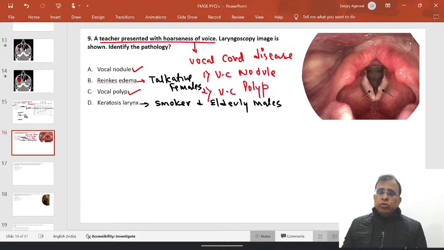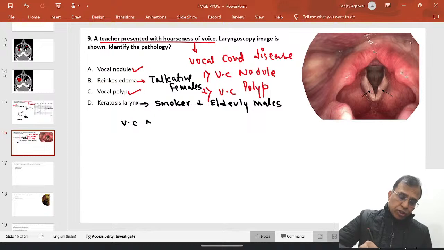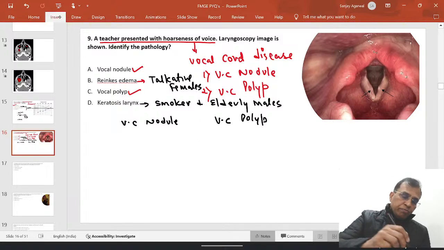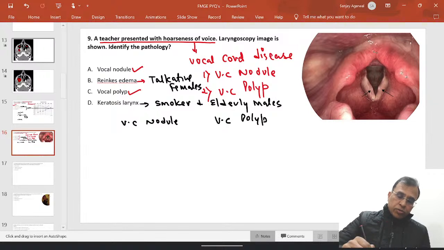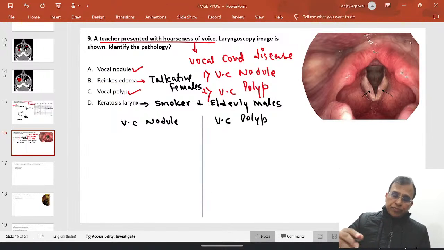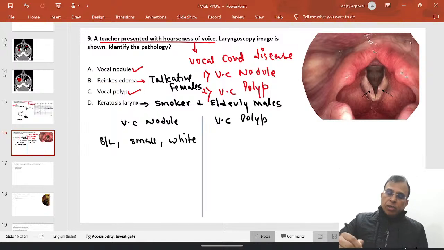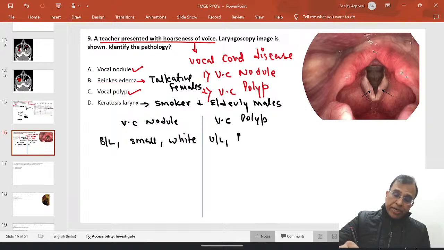Now, is it nodule or polyp? That you will know by looking at the image. So vocal cord nodule and vocal cord polyp. The history is very similar in both of them. We know already that both are seen in people who misuse the voice chronically, like teachers and singers. Now, when you look at the image, nodule is bilateral, small, and whitish in color. Polyp is usually unilateral, bigger, and usually red in color.